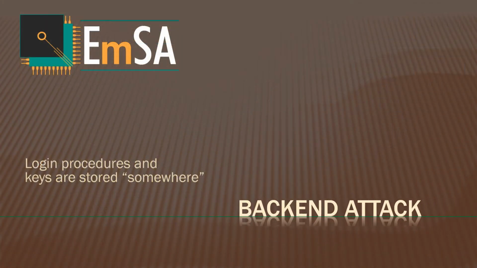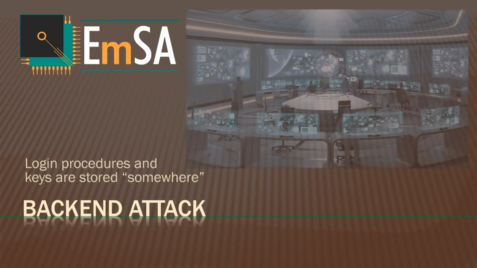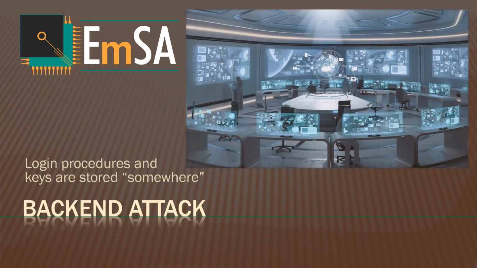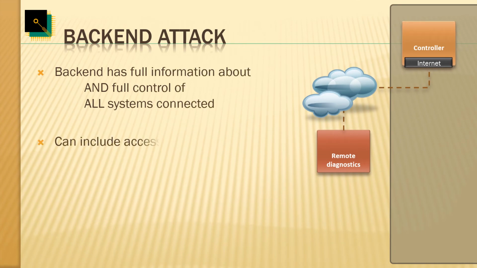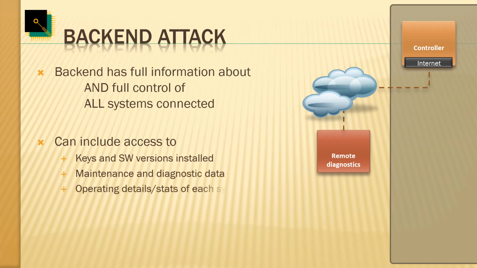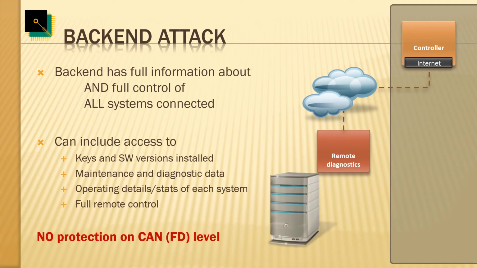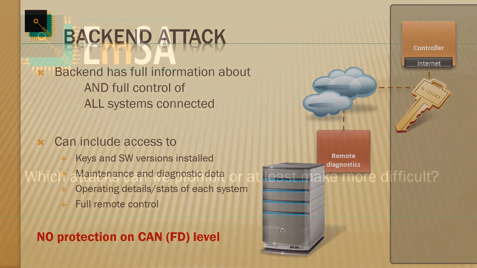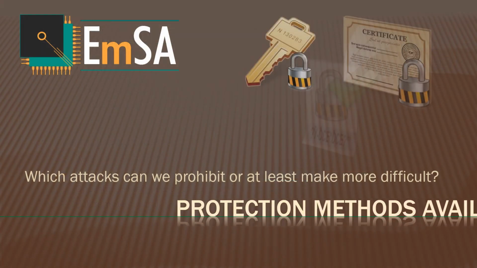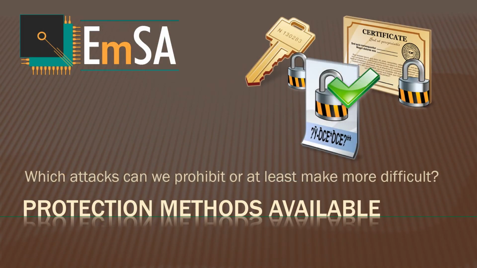And for completeness, let's also look at the backend attack. So from a system that sits somewhere in the back and has remote access to our CAN system. A backend system that has authorized access to our CANopen system for remote diagnostic maintenance or data collection, well, it has all keys, all credentials. So if that is compromised, there's nothing really we can do on the CAN level to protect from this sort of scenario. We just mention it here for completeness. We will now summarize the protection methods available for your CAN system today.